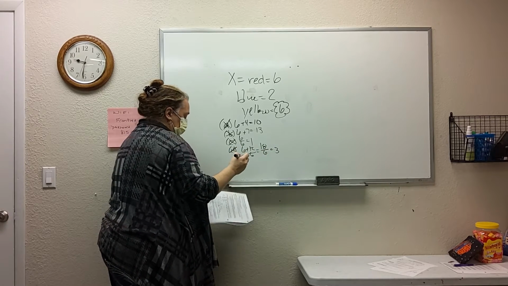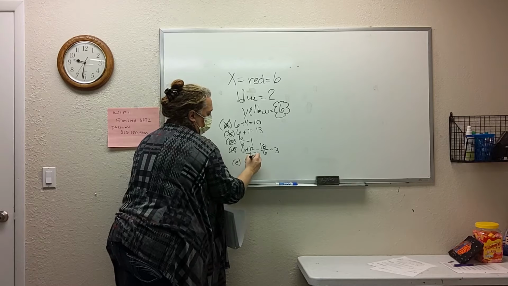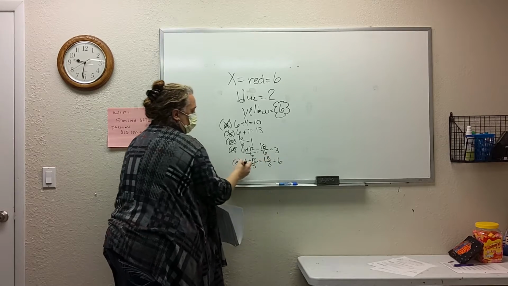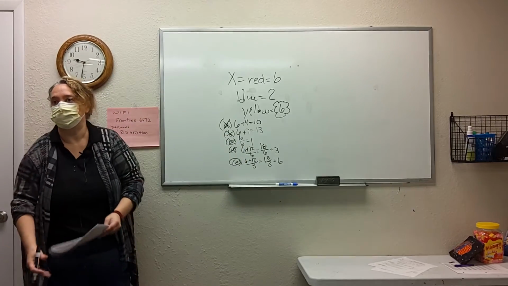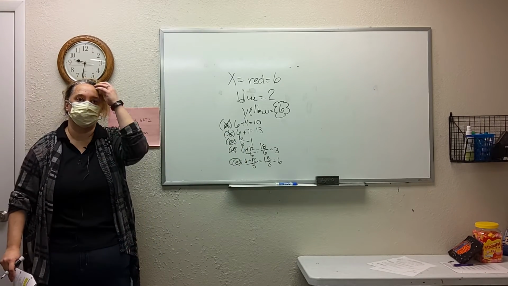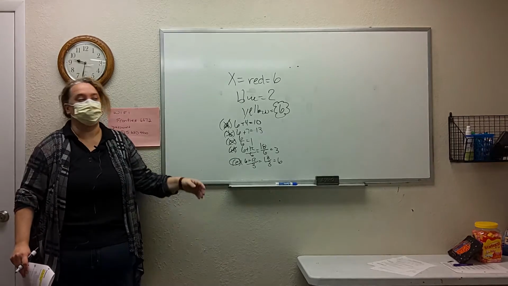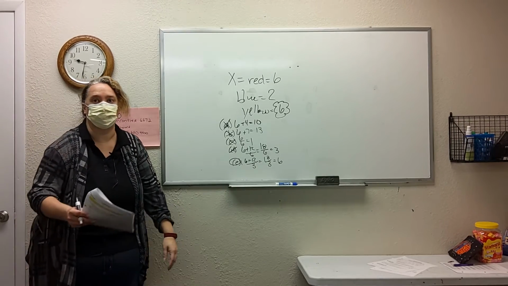E, we've got x plus 12 over 3. 6 plus 12 over 3. 18 over 3. That gives me 6. Aha, it's got to be E. Okay. A lot of times with these, if you're working with smaller numbers, you can do it faster by hand than you can even punch it in the calculator.